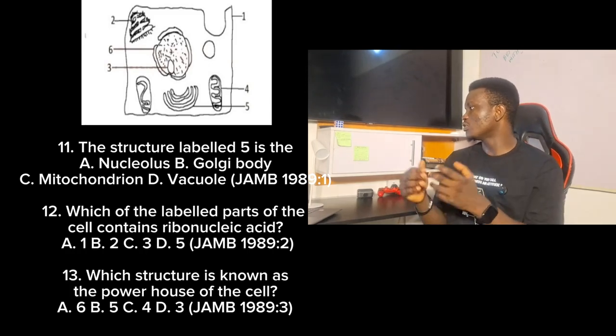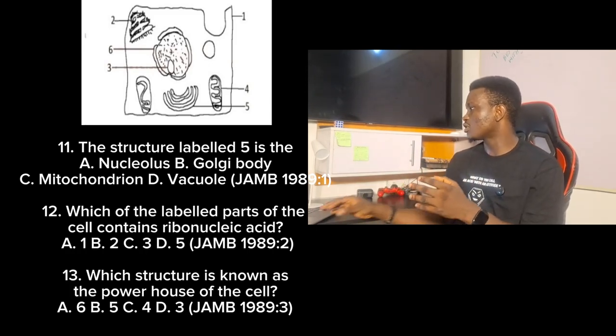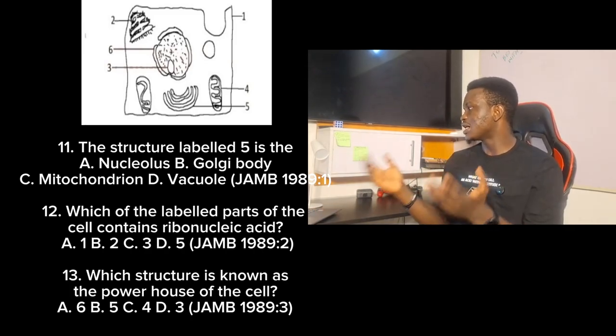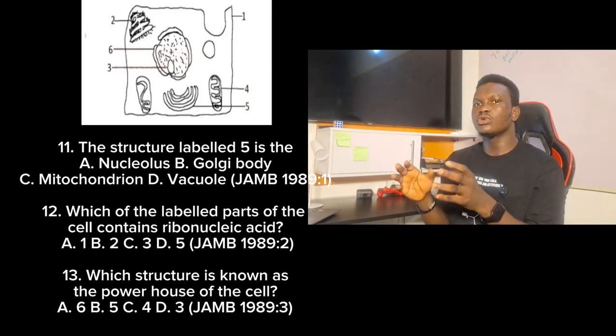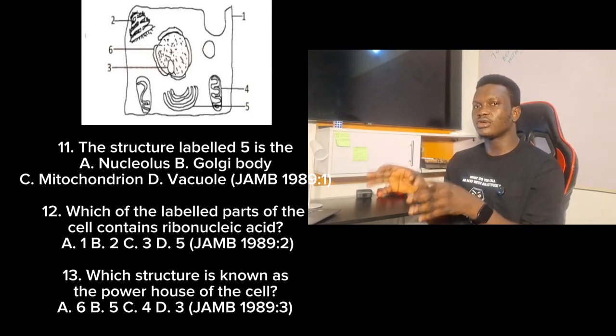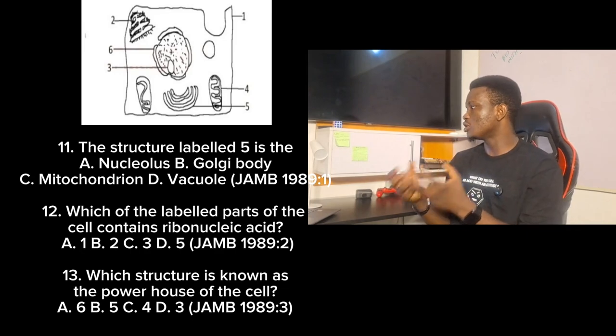So number 12, which of the labeled parts of the cell contains ribonucleic acid? That is the RNA. So that is the inside of the cell. The nucleolus produces ribosomes, and all of these things happen in the nucleus.